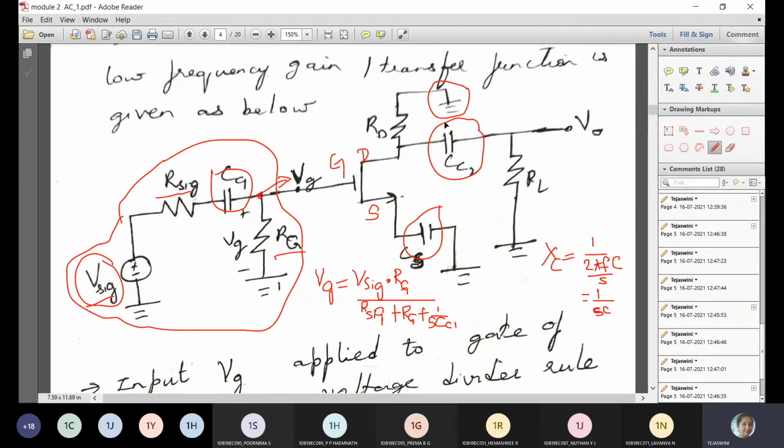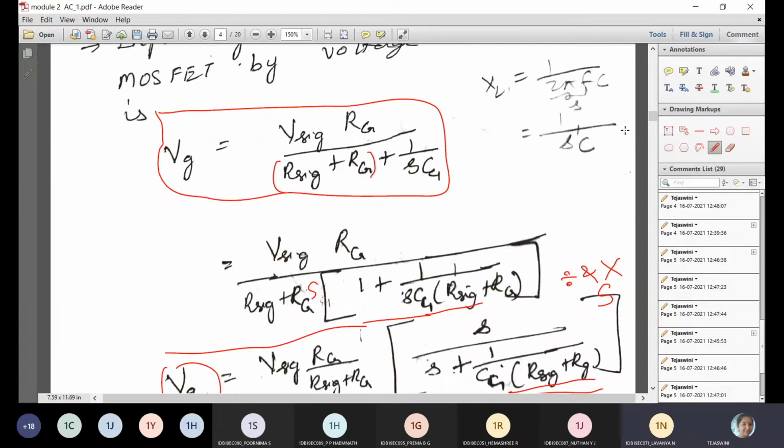Next, after CC2, at the output node, I will be making the output voltage frequency dependent. Like this only. You need to find it out by applying the voltage divider rule or current divider rule. Is it clear now? Yes, ma'am.